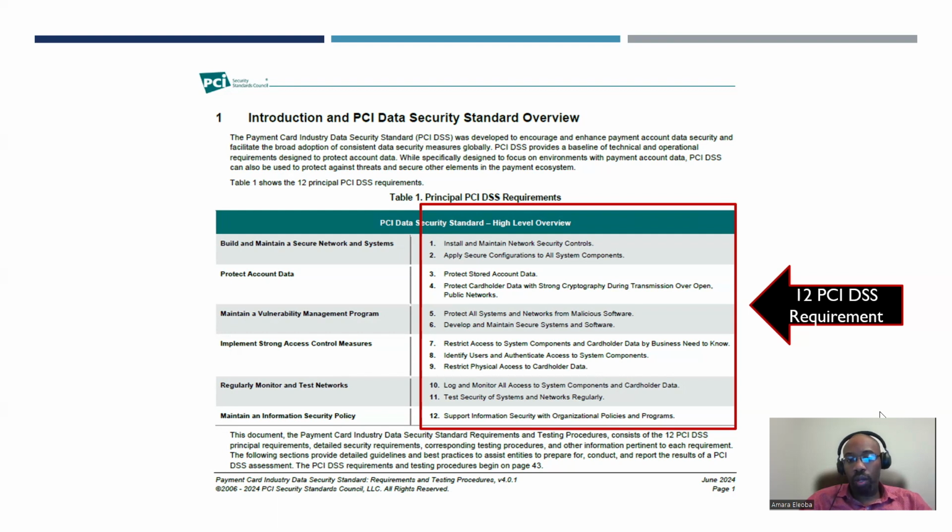Requirement five looks at protecting all systems and networks from malicious software. Requirement six will address developing and maintaining secure systems and software. Requirement seven will look into restricting access to system components and cardholder data by business need to know. Requirement eight addresses identification of users and authentication of access to system components within the CDE. Requirement nine talks about restricting physical access to cardholder data.